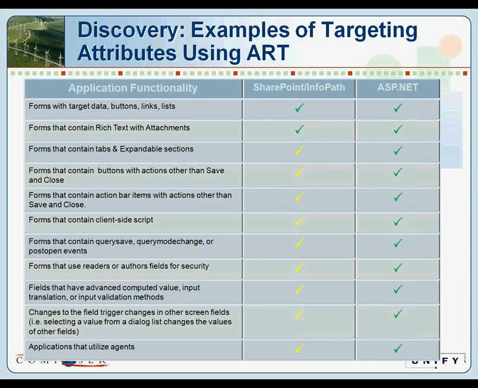Here are some examples of application attributes that are identified in the Analyze, Refine, Target process with Composer. Our analysis is going to provide you the necessary data to make informed decisions on the best landing spot in Microsoft for your Notes applications. The yellow check marks identify functionality in Notes that doesn't migrate natively to SharePoint versus ASP.NET.